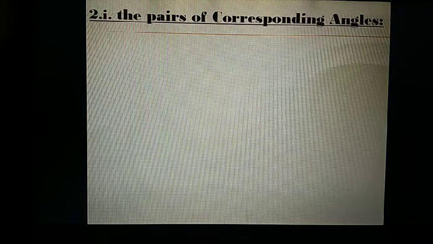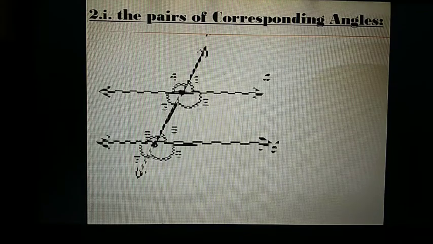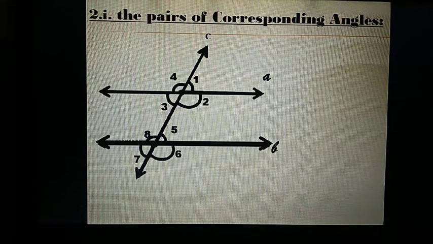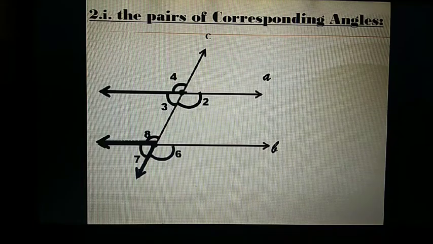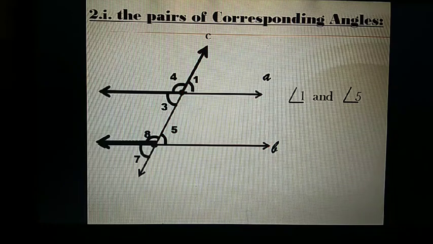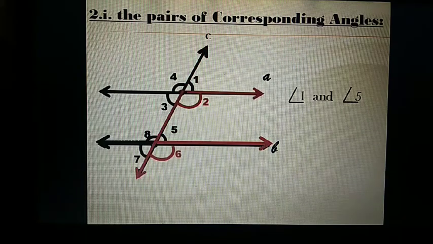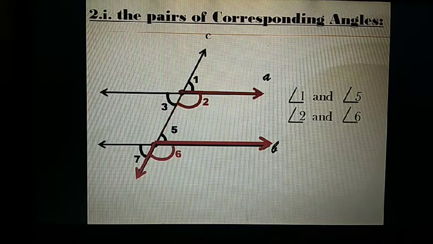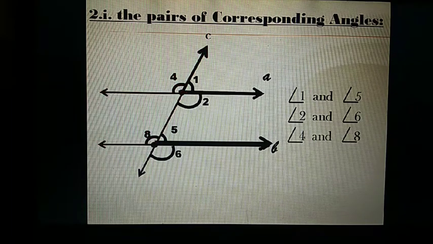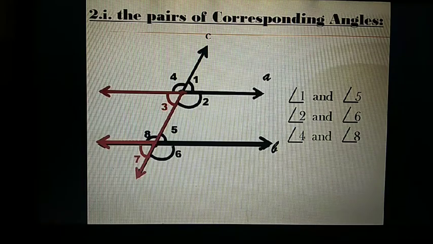Moving to question number 2. Here again in the figure, we have to find out pairs of corresponding angles. Corresponding means position will be the same relative to the lines. 1 and 5 both are on the right, above the line. 2 and 6 both are on the right of the transversal, below the line. 4 and 8 are left of the transversal, above the line. 3 and 7 are left of the transversal, below the line.